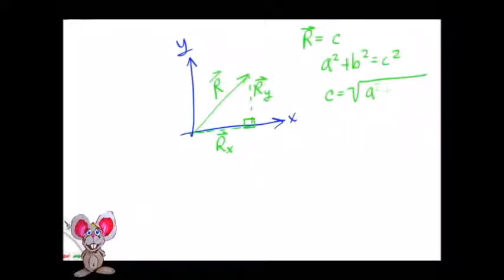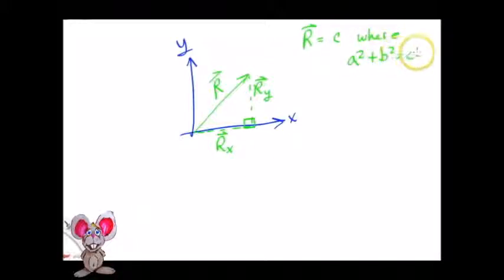Now let's back up for just a quick second. So Pythagorean theorem: a squared plus b squared equals c squared, and c is equal to the square root of a squared plus b squared. I probably shouldn't have erased that. So we'll keep that up there just as a side note.